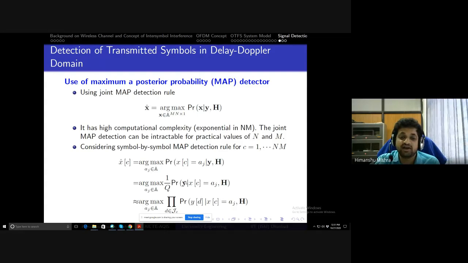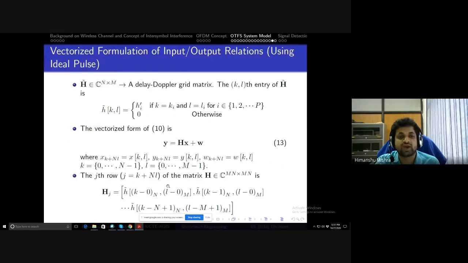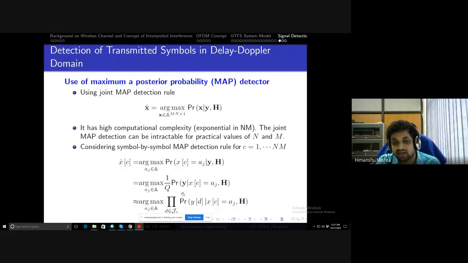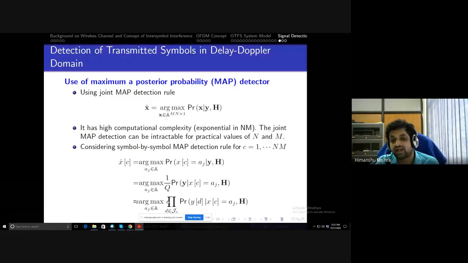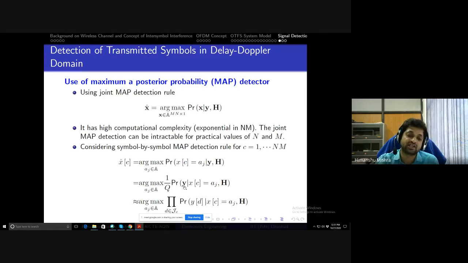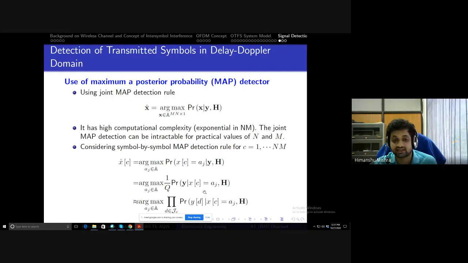This probability of Y given something, this Y is a vector. If you can see from this equation, since this X is sparse in nature, you can tell all the elements of Y are independent. Since all the elements of Y are independent, you can write this probability as a product of the probabilities of all the symbols. If you know that the random variables are independent, then the probability is simply the product of individual random variables. So this will be the approximation.